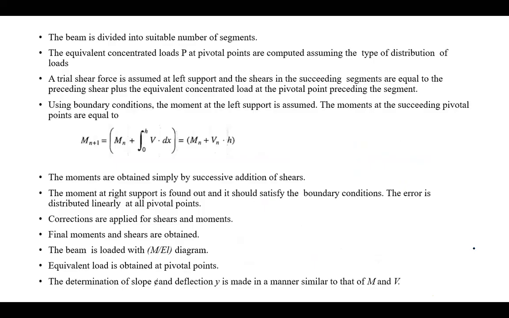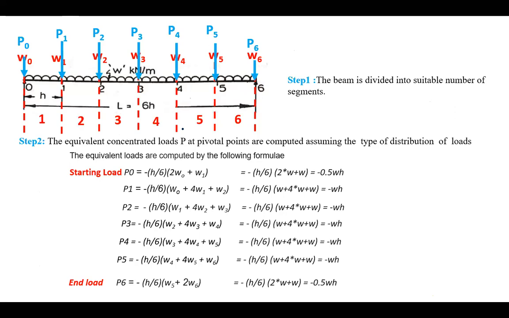Let me explain the procedure of Newmark's method. First, you need to divide the given load into a number of pieces. Then you calculate the equivalent joint loads, as I have told you and explained. And then you need to assume a trial shear force at one end. I'll just explain this with an example. Now let me take up one example like this. Just give me a minute.